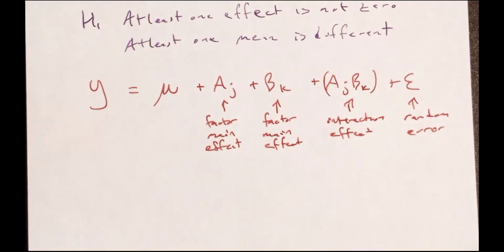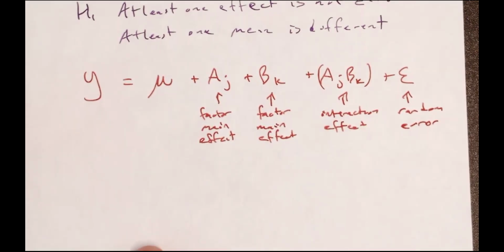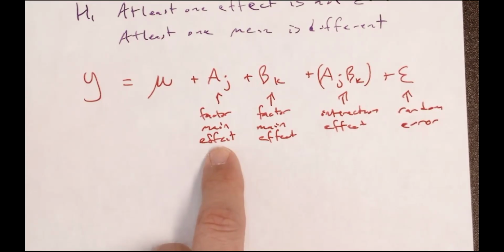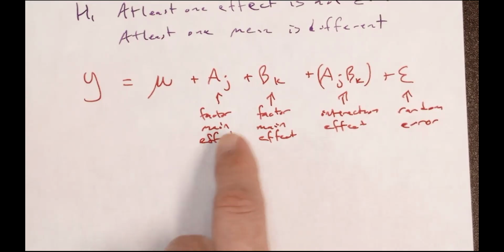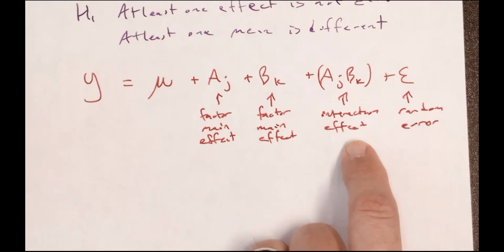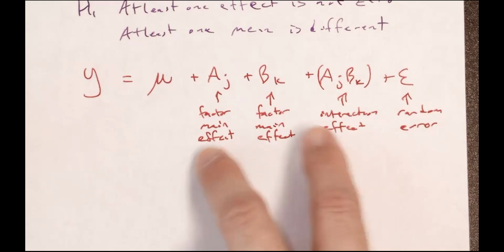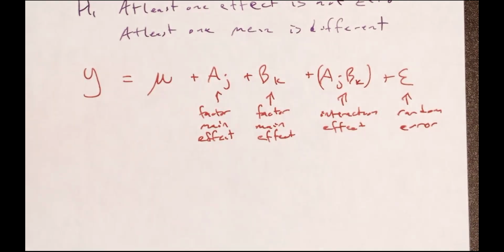Our null hypothesis said that all 3 of these effects would be 0. In the example we just did, we said the rows mattered. This effect was not 0. The interactions mattered. This effect was not 0. But this effect was effectively 0. This really didn't do anything. We rejected the null hypothesis here and here. We failed to reject it here.